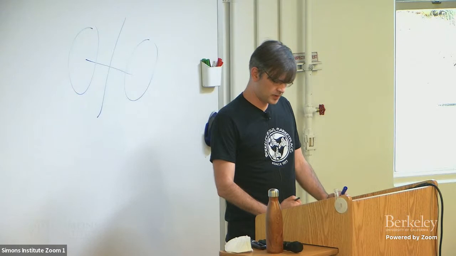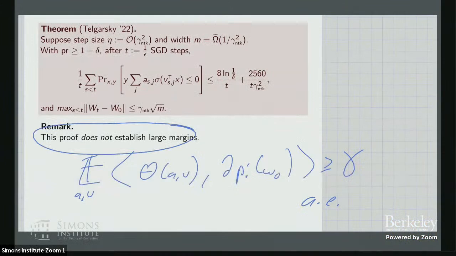And I should say a technical note: even though the sample complexity looks like what you'd get if you applied a margin generalization bound of your Rademacher complexity, this proof does not establish that this is a large margin predictor. It doesn't prove that you're actually getting this margin separation of the data. It just gives you a sample complexity that looks as if you had a large margin. Okay, that distinction will matter in a few moments.